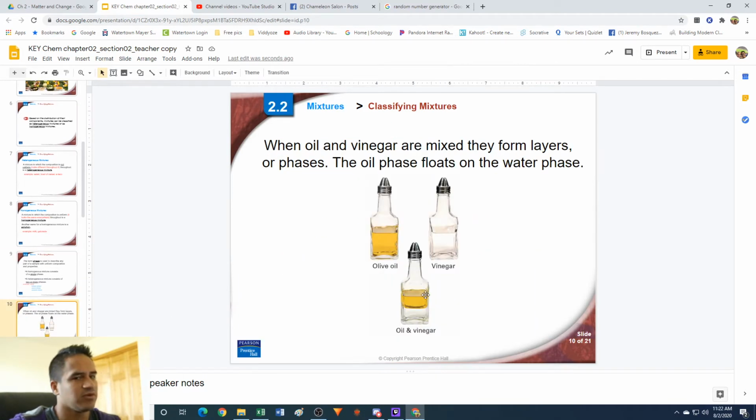So the last thing here before we talk about some questions is an example. When oil and vinegar are mixed, they form layers or phases. The oil floats on top of the water phase. So we have olive oil and vinegar, which both, by the way, are homogeneous mixtures, but if you look at them, you probably couldn't tell. And then when you mix them together, they make a heterogeneous mixture because now you can actually see the two layers separate from each other.